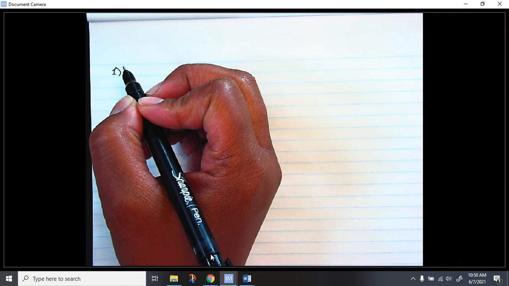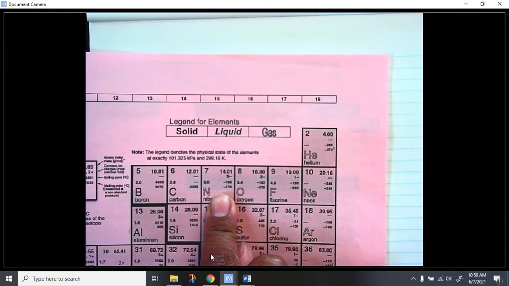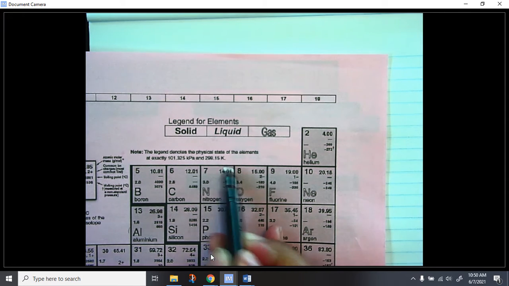Okay, so question one, I've asked you to draw the Bohr diagram for nitrogen. So first of all, I'm going to find nitrogen in my periodic table, and I need my amount of neutrons. Now remember, the neutrons aren't in here. I have to calculate them by taking the mass number, which is different than the molar mass. The mass number is just the whole number. So if I round this, I'm going to round down to 14. 14 minus 7 is 7. So I'm going to have 7 neutrons.